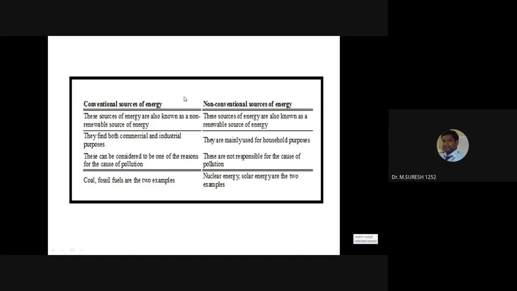When we discuss non-conventional sources of energy, solar, wind, all these sources are mainly used for household purposes only. The third point: conventional sources of energy can be considered one of the causes of pollution. I already explained the different types of emissions produced by diesel and petrol. Yesterday we discussed emissions, what is produced by the diesel engine and the petrol engine, and how to control those emissions.